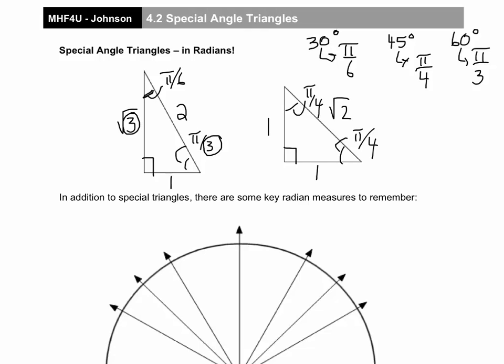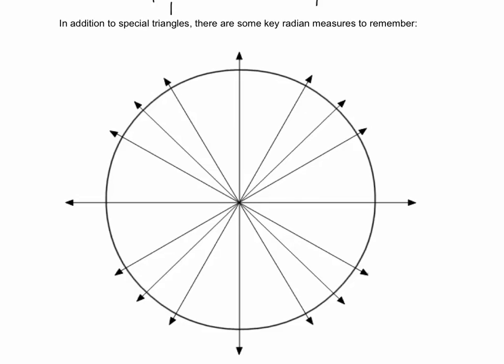Now get used to thinking in radians. It's going to be very time consuming if you're constantly converting between degrees and radians. I know radians are weird, but the more you see them, the more you get used to them. There are some other key radian measures to remember, so let's put them in our circle here.